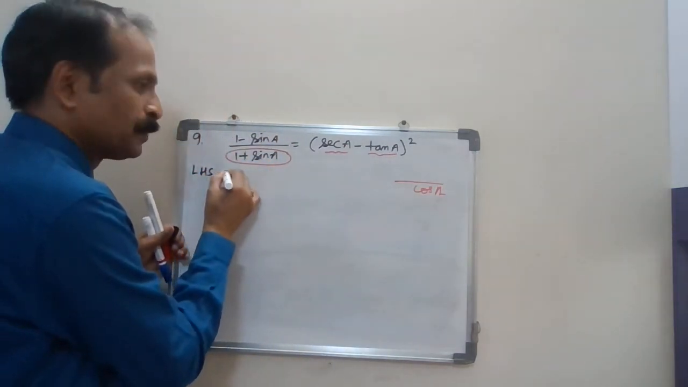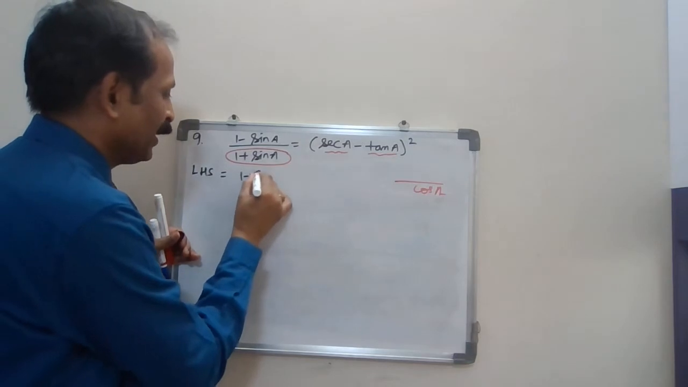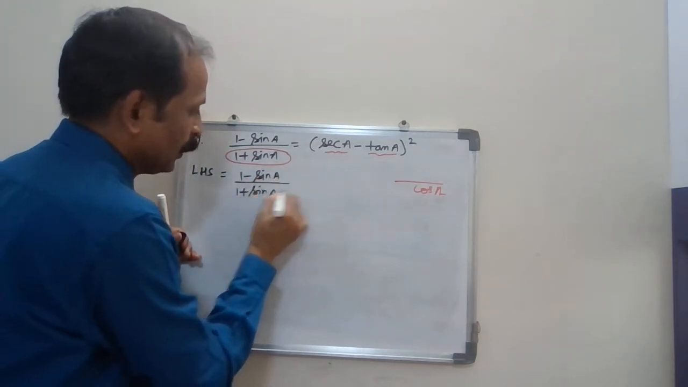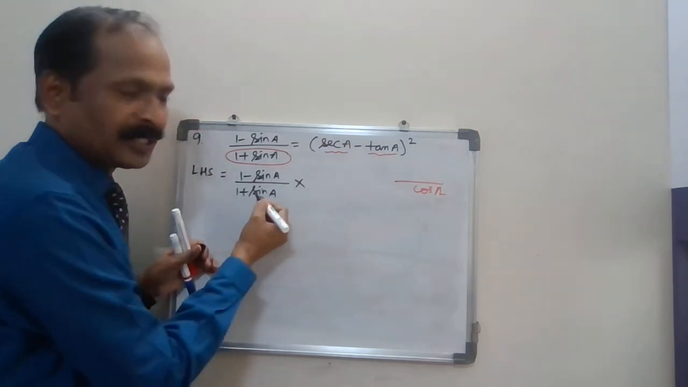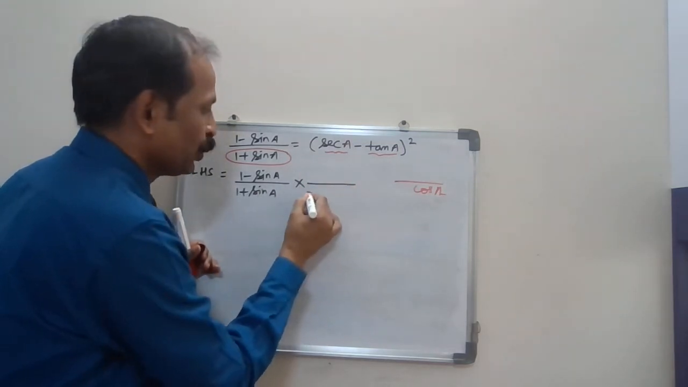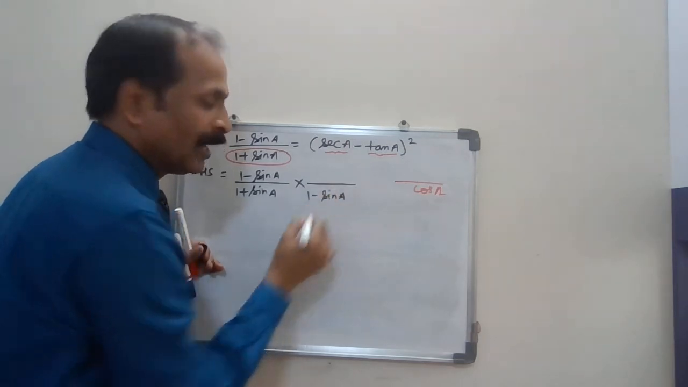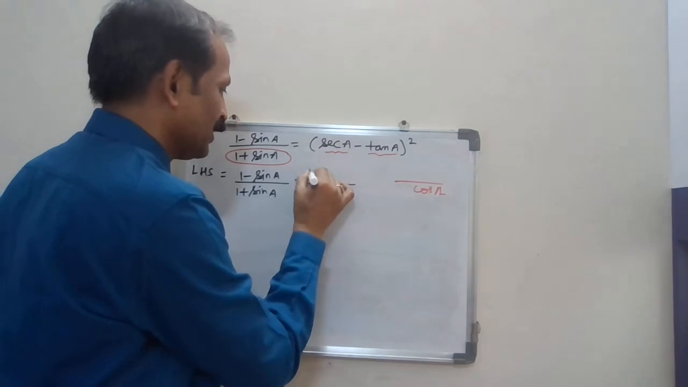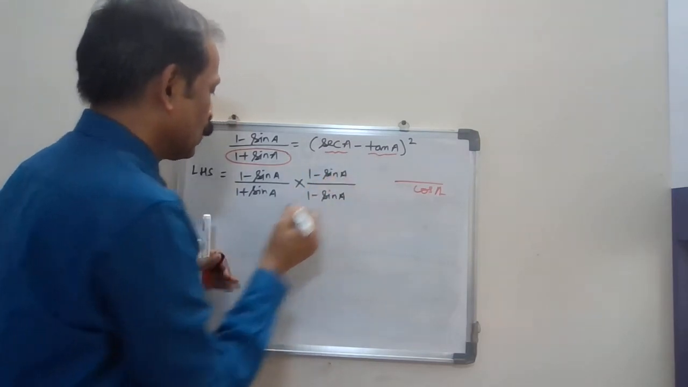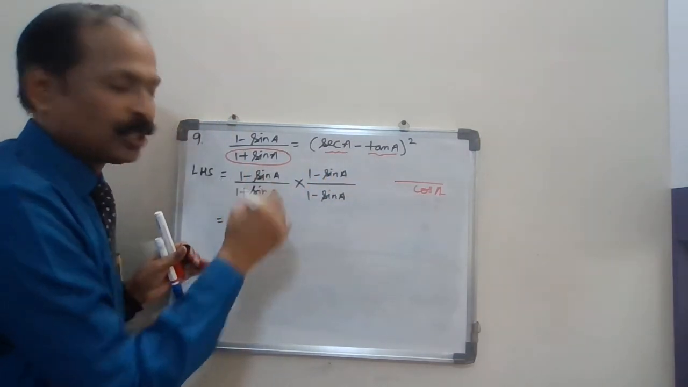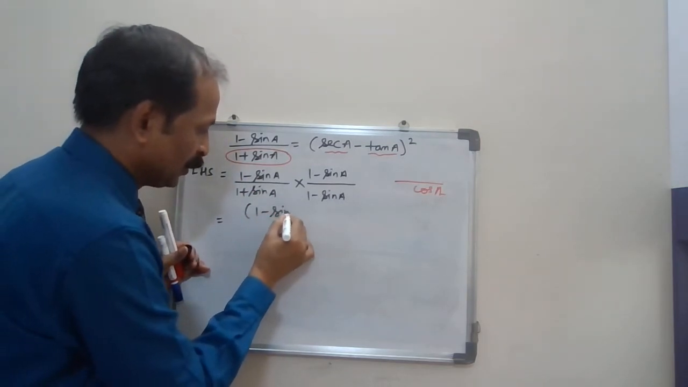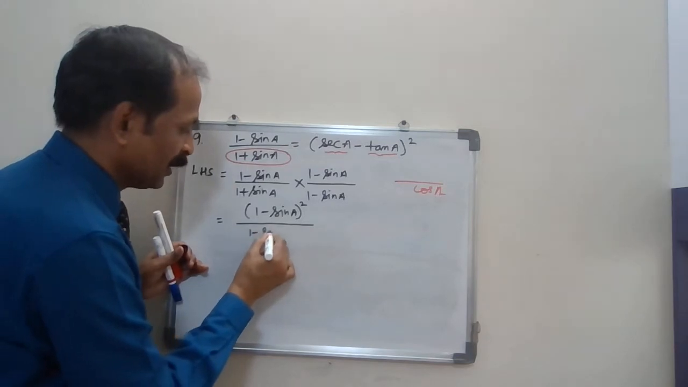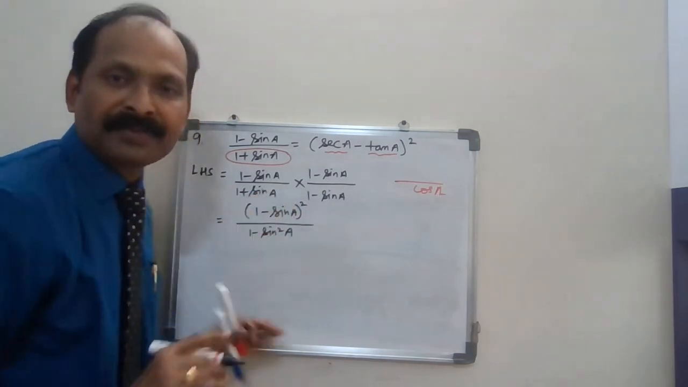So your LHS, what you can do? 1 minus sine A. You can multiply by the conjugate of this, or changing the sign. It is a good technique. Like rationalizing the denominator, how do we do it? We take the conjugate or we multiply by changing the sign. So up you got a minus b the whole square. I am writing as it is, not opening it. And down you got 1 minus sine square.